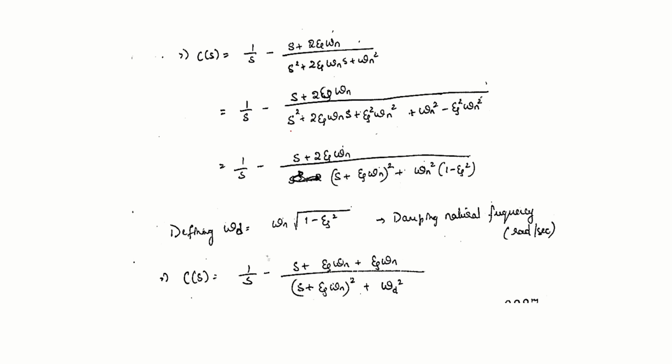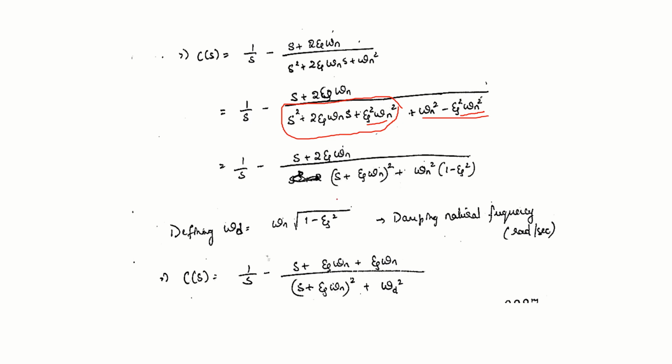So what I'm going to do is, in s squared plus 2 zeta omega n s, I'll add zeta square omega n square and I will subtract zeta square omega n square. So that this becomes s plus zeta omega n whole square, the a plus b whole square formula. This omega n square I can take out common. I can write omega n square times 1 minus zeta square.